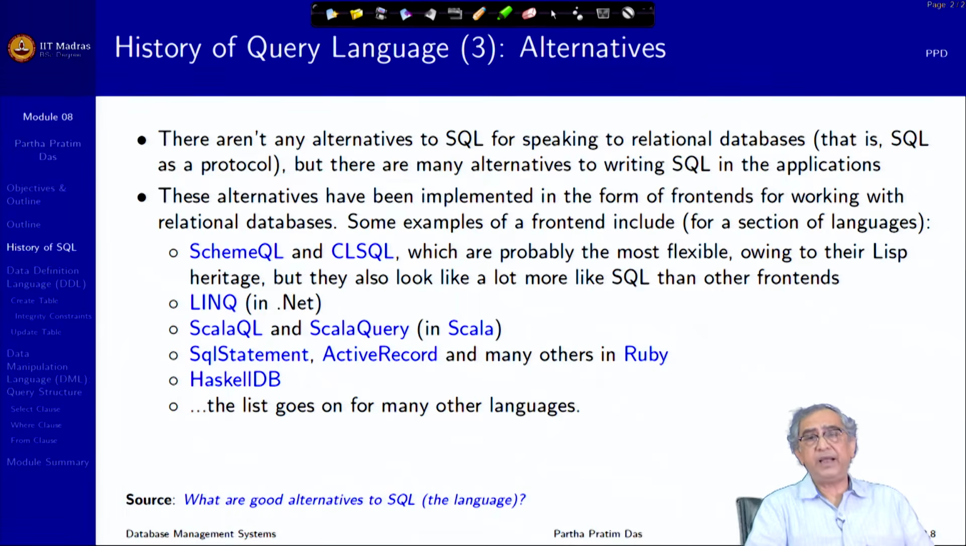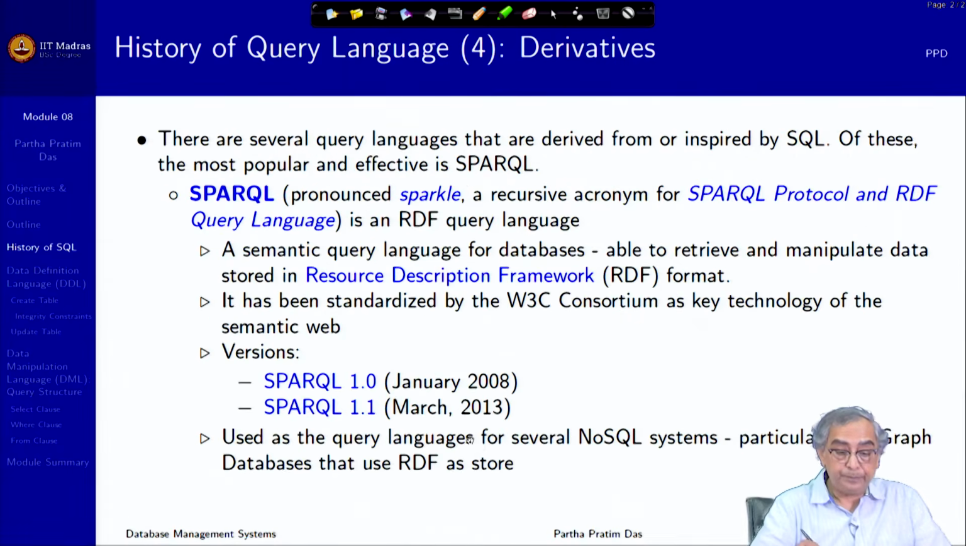There have been some languages like Quell, QUEL, which as we will see supports relational calculus kind of queries, but practically SQL reigns everywhere. The only thing is that there have been several front ends made, which make it easy to write SQL in different languages like Lisp-like languages, or in .NET, or in Ruby, or in Haskell, or in Scala and so on, right. So, these are mostly the front end part of the extension, but really not alternatives that way.